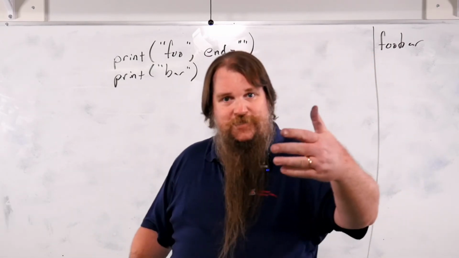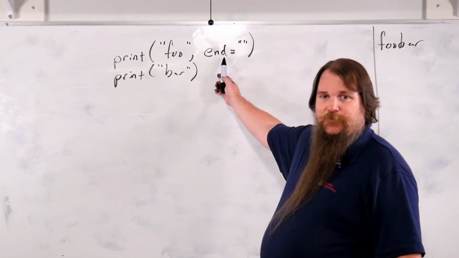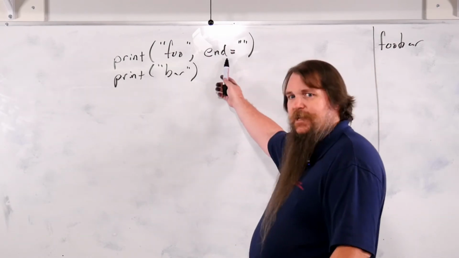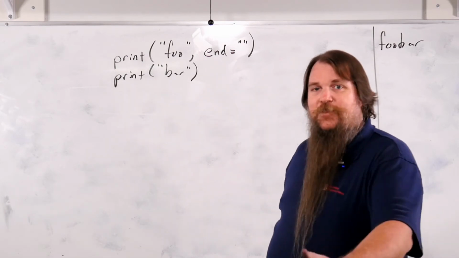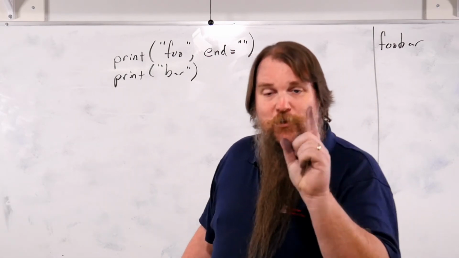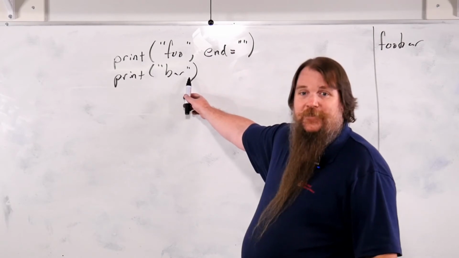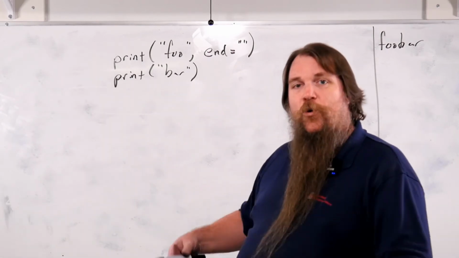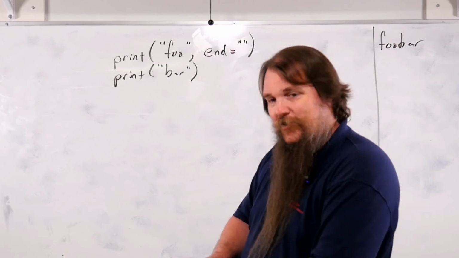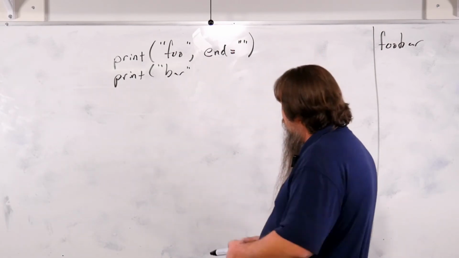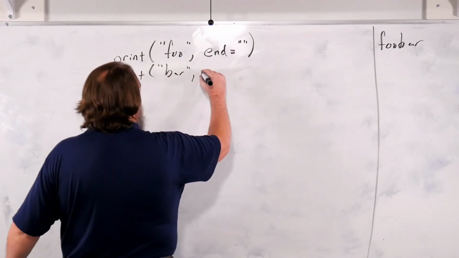You could say print something, end equals empty string. Print something, end equals empty string. Print something, end equals empty string. And then at the very end you say print one more thing, use your standard end. What will happen is only the last one will have a new line. So let's do that a few times.